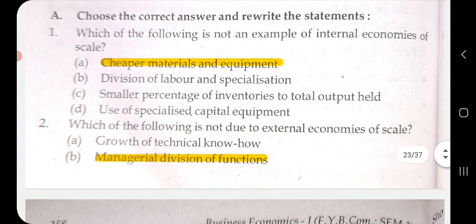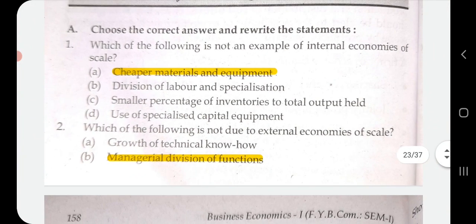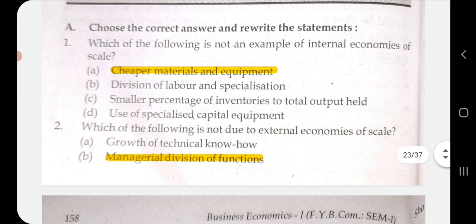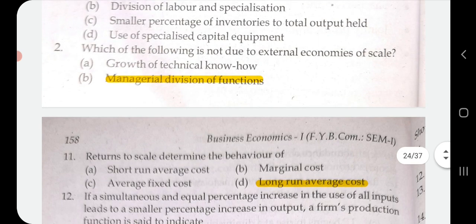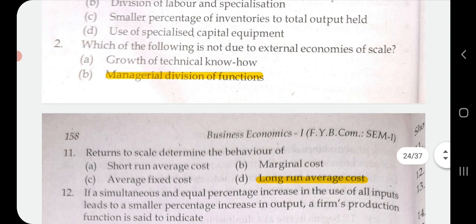Okay, the next questions are on economies of scale and diseconomies of scale. Which of the following is not an example of internal economies of scale? And the correct answer is A, cheaper material and equipment. Second question, which of the following is not due to external economies of scale? And the correct answer is B, managerial division of function.